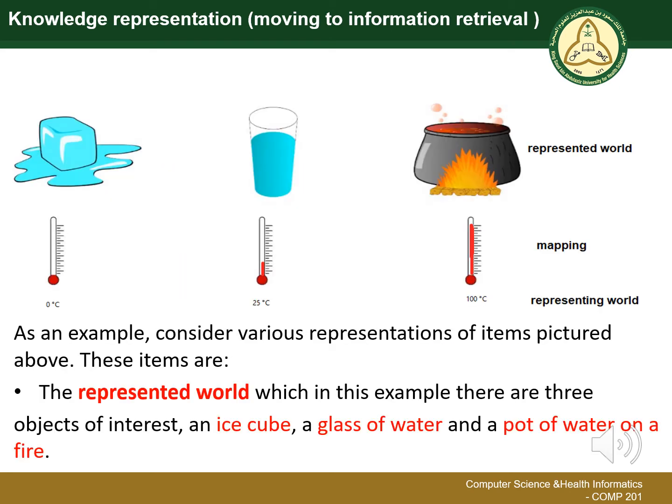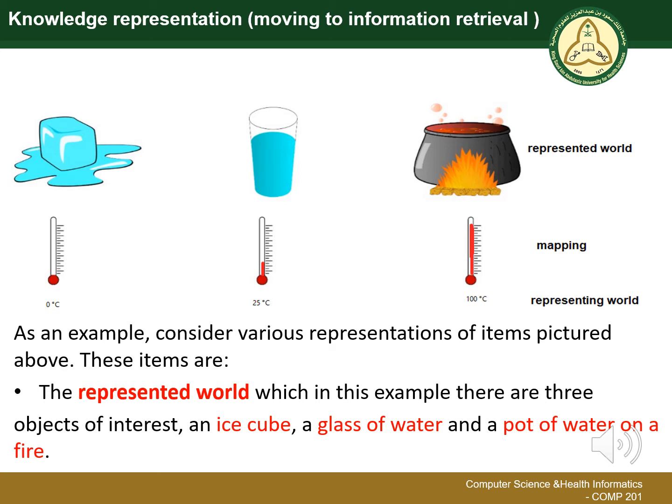Let's see this example here. In this example, we want to define a represented word, a mapping, and a representing word. As you see here, I have different objects, different items: an ice cube, a glass of water, a pot of water on a fire. I can choose to represent many factors. I can represent the shape of the ice cube. I can represent the size of the glass of the water. But for this example, I just want to focus on the temperature of the water.